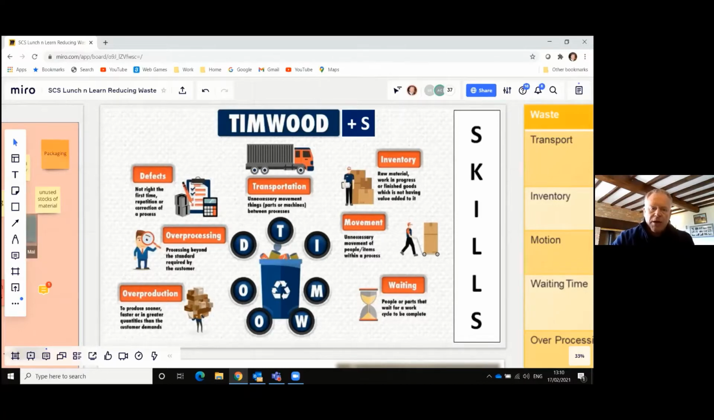Overproduction can also affect all of the other wastes. Overproduction is what we see as the killer of all wastes. If we overproduce on something, it means we're potentially overprocessing because we're having to sign in or sign out materials.